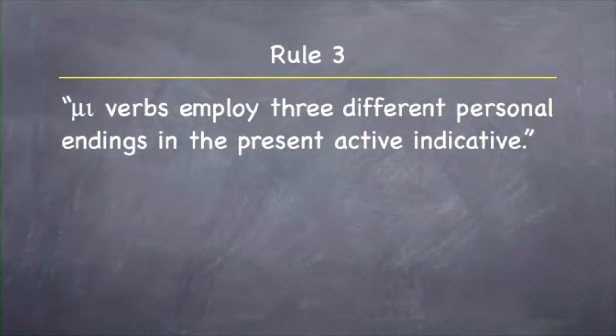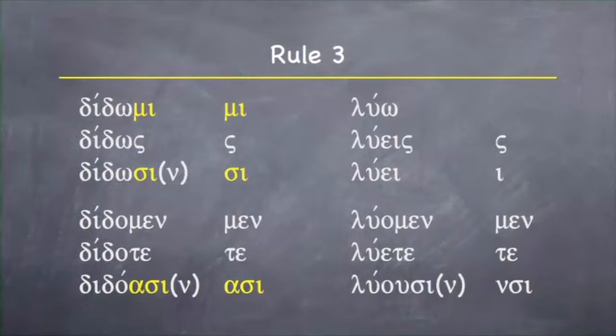That's rule 2. Rule 3: the mi verbs employ 3 different personal endings in the present active indicative. Again, it's really important that you see it's present active. These alternate endings don't occur anywhere else. They don't occur in the present middle passive, and they don't occur in the future or the aorist or the perfect. The three alternate endings are only in the present active. Take a look at the paradigm.